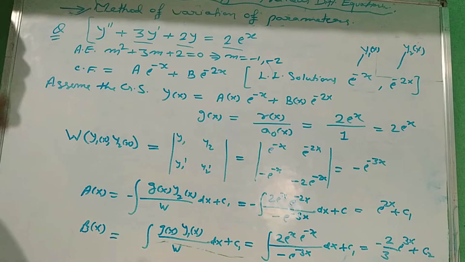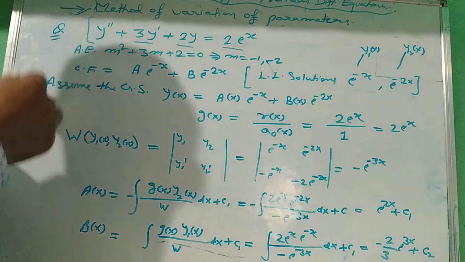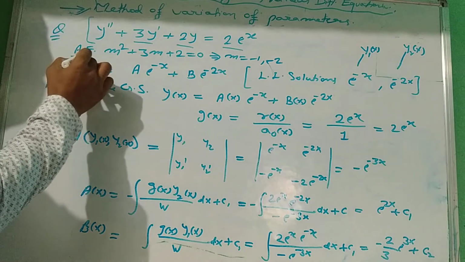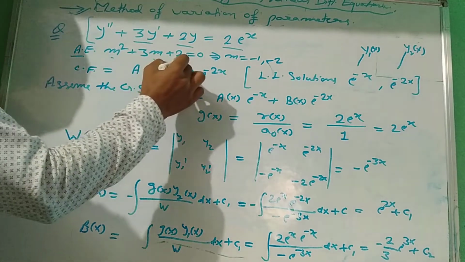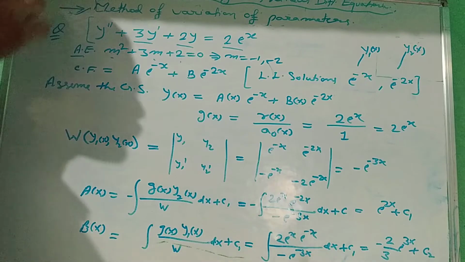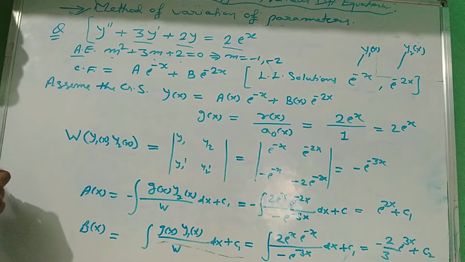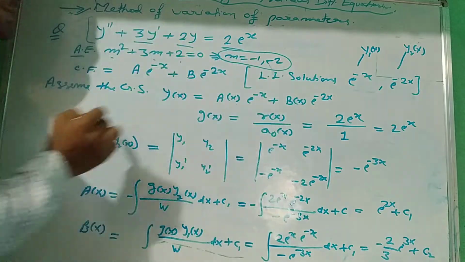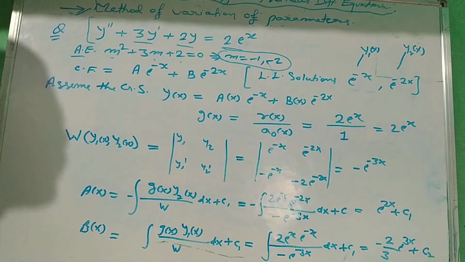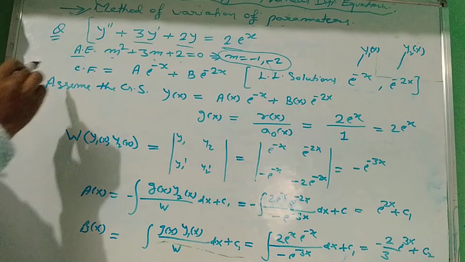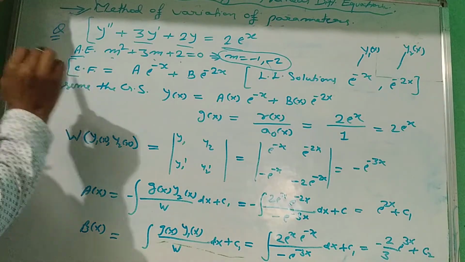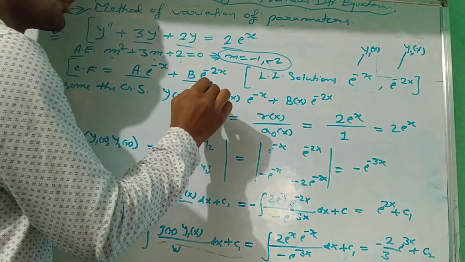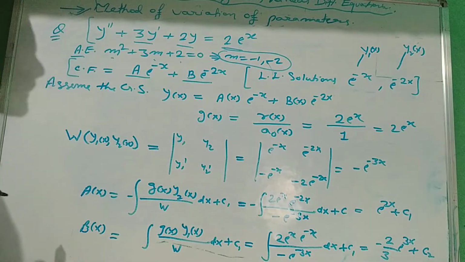First we need to find the auxiliary equation and then the complementary function of this differential equation. The auxiliary equation is m square plus 3m plus 2 equal to 0, and we can easily calculate the roots of this equation. The roots of this equation are m equal to minus 1 and minus 2. With the help of the roots of this equation we can easily generate the complementary function. This is a e to the power minus x plus b e to the power minus 2x.